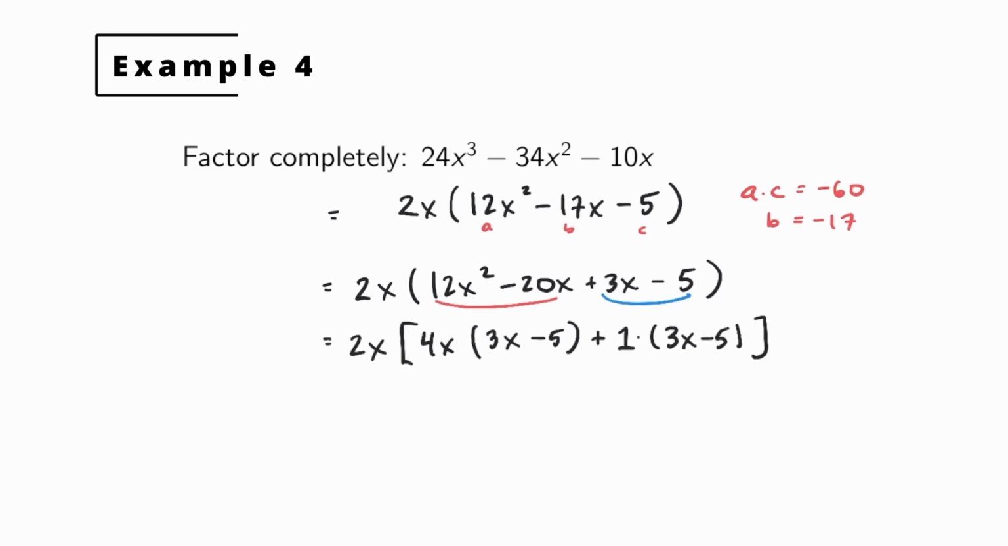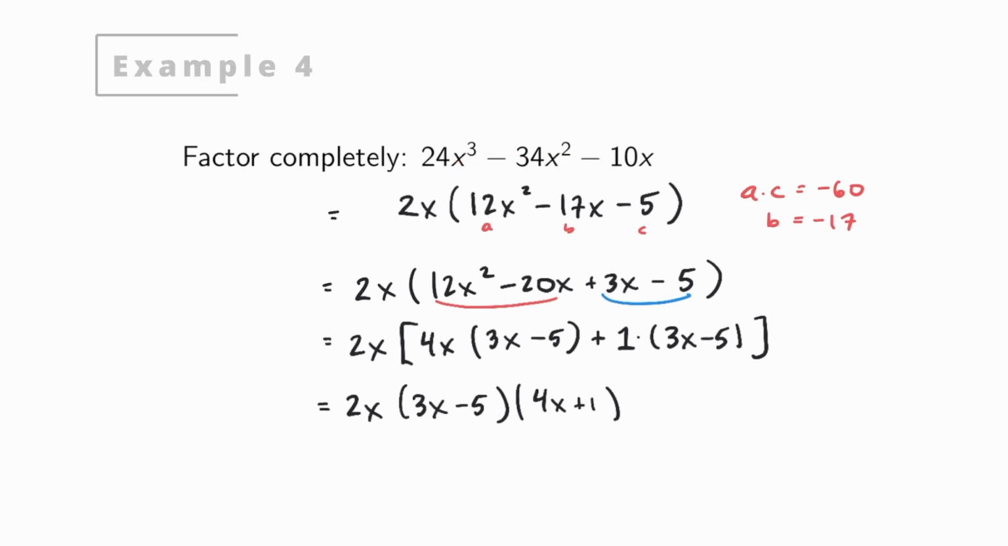Okay, so for the polynomial in the brackets, each term has a common factor of 3x minus 5. So now factor out the 3x minus 5. We're left with 2x times (3x minus 5). And then left over from each term, we would have 4x plus 1. Okay, and that is factored completely. Each factor here is completely factored. All right, check your work. Do you end up back where you started?